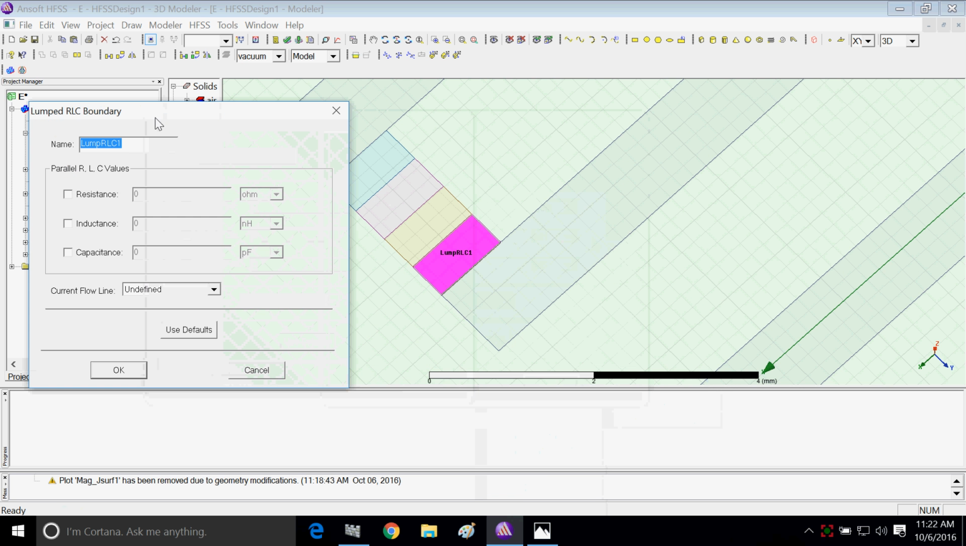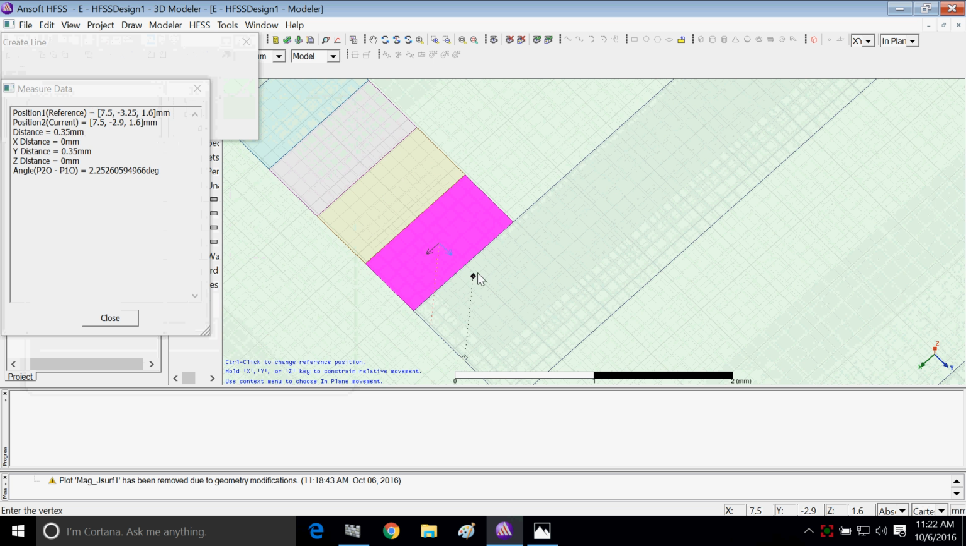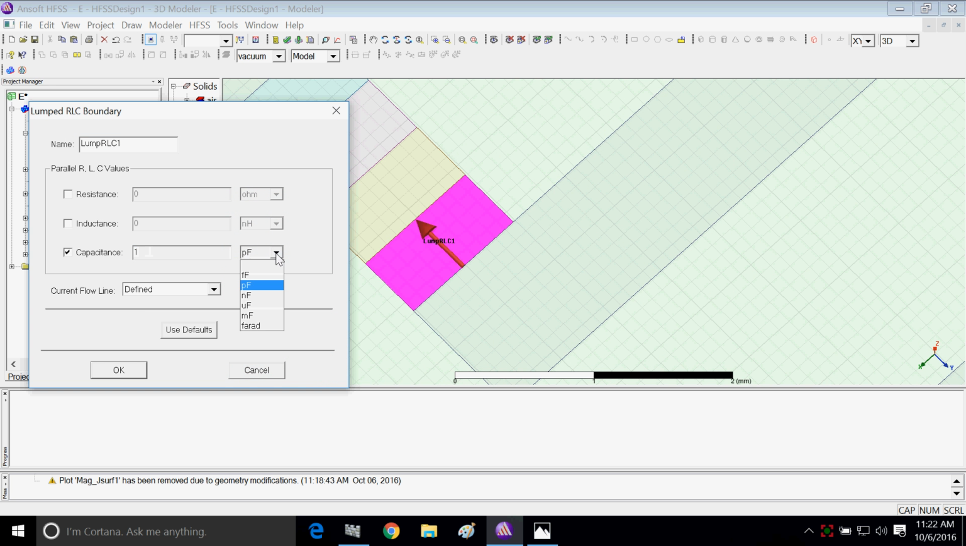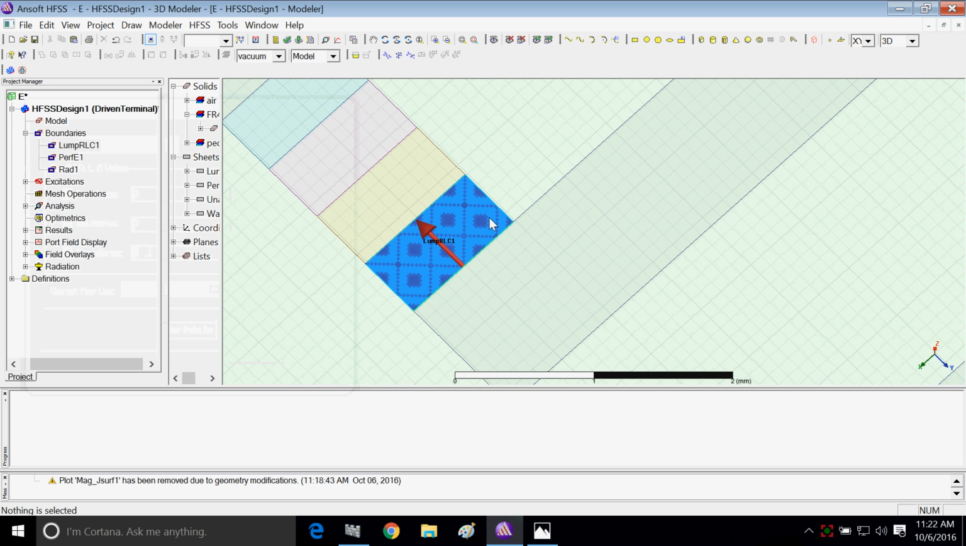Before assigning a particular value, we need to define the current direction, meaning from which direction to where the current will flow. So here, new line. I am assuming the current is flowing from this to this direction. Now I will simply give the value, say 1 microfarad. Now this strip will represent a capacitor.